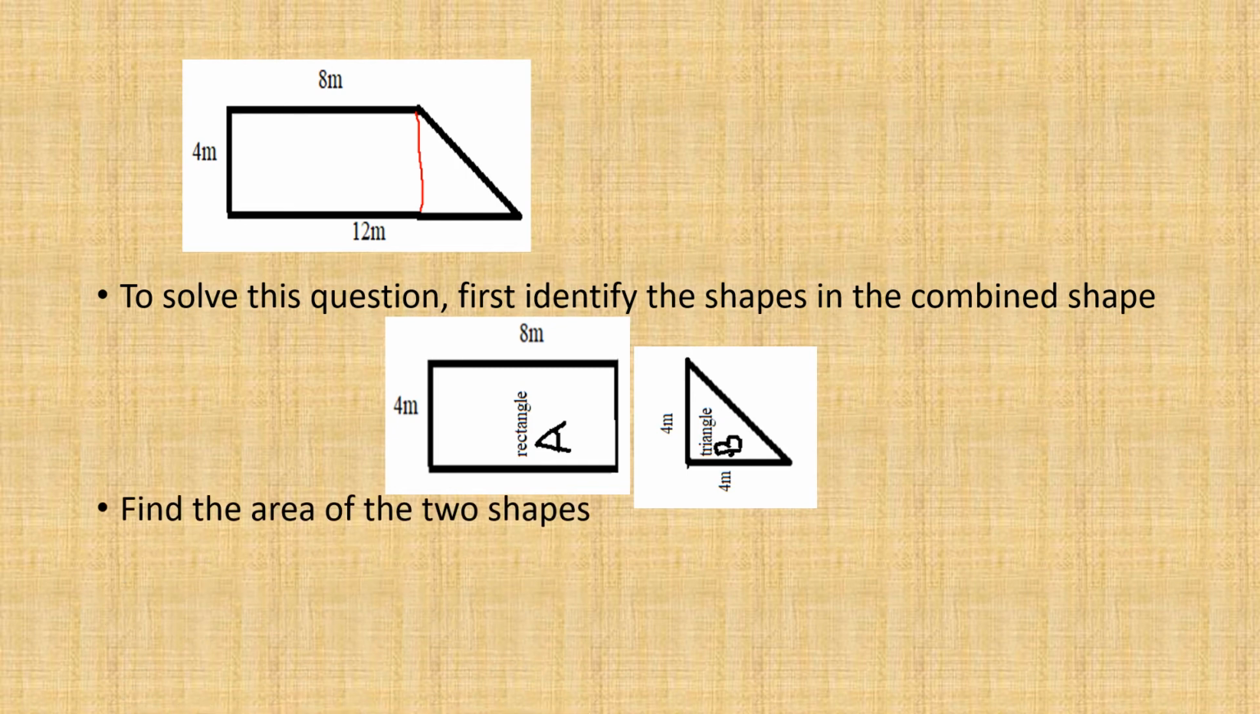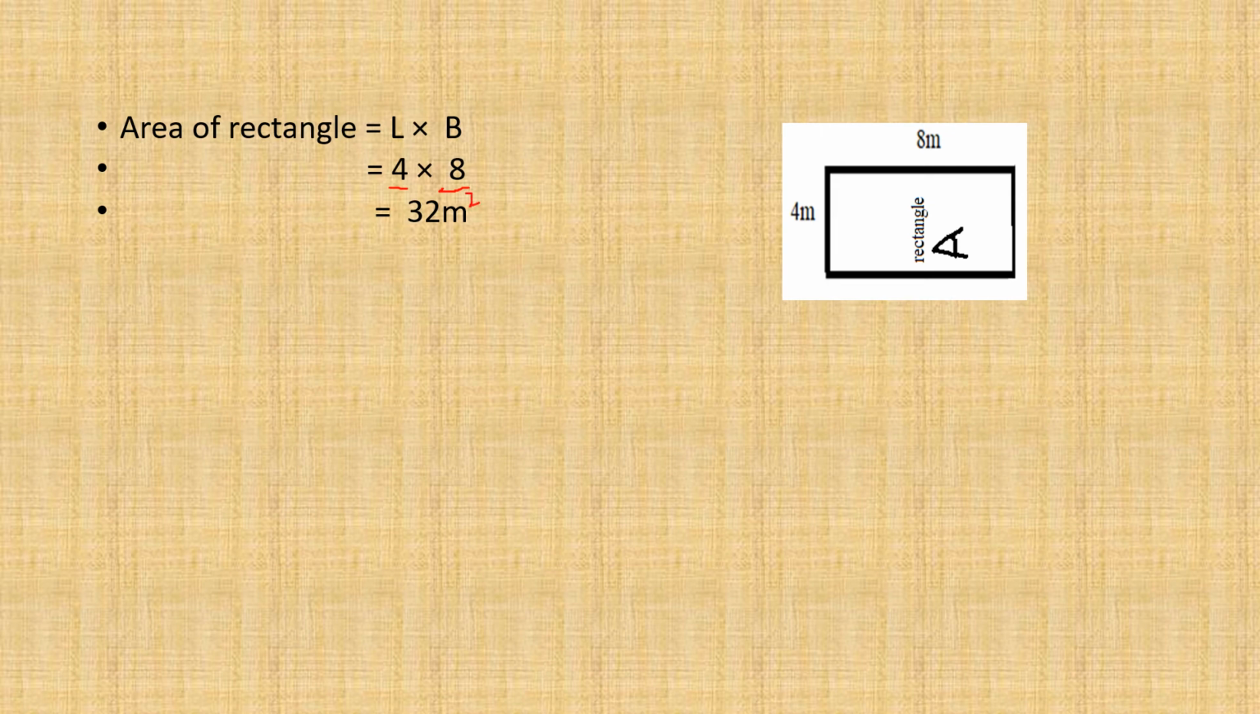Remember, I said area of a rectangle is length times breadth. The length of the rectangle is 8 meters and the breadth is 4 meters. So 4 meters times 8 meters is equal to 32 square meters. 32 square meters is our answer. Is that clear? Now, this is not the final answer. This is just the area of the rectangle. Remember, the shape contains a rectangle and a triangle. We also need to calculate the area of the triangle.